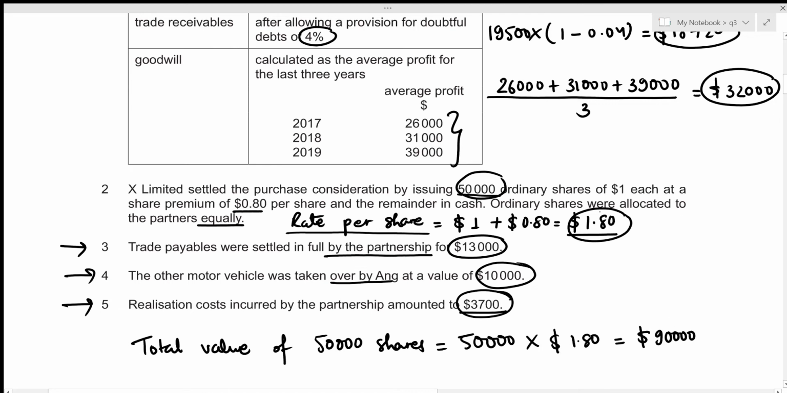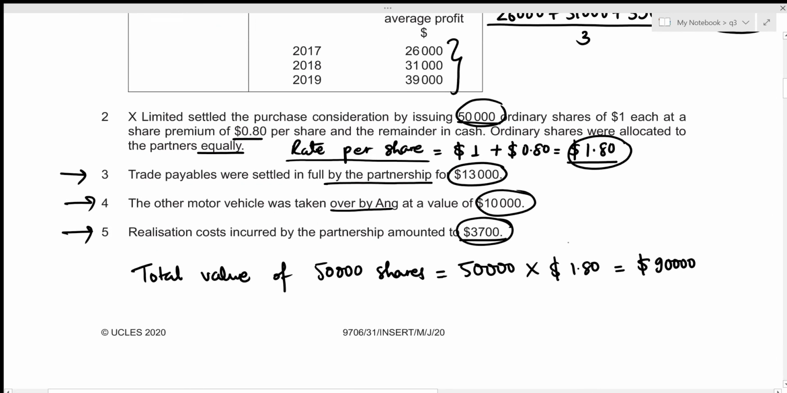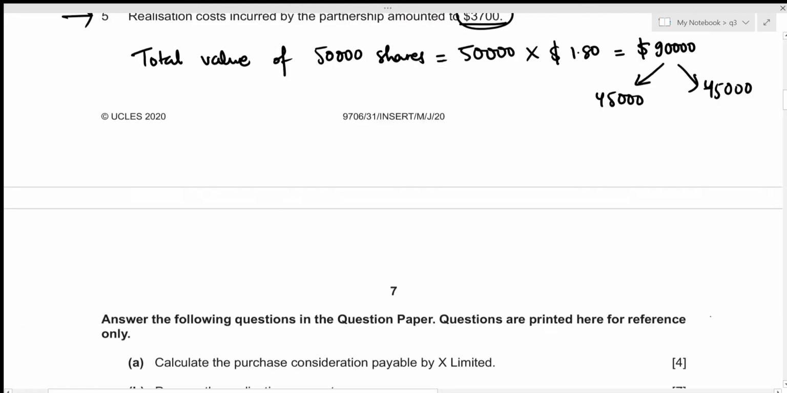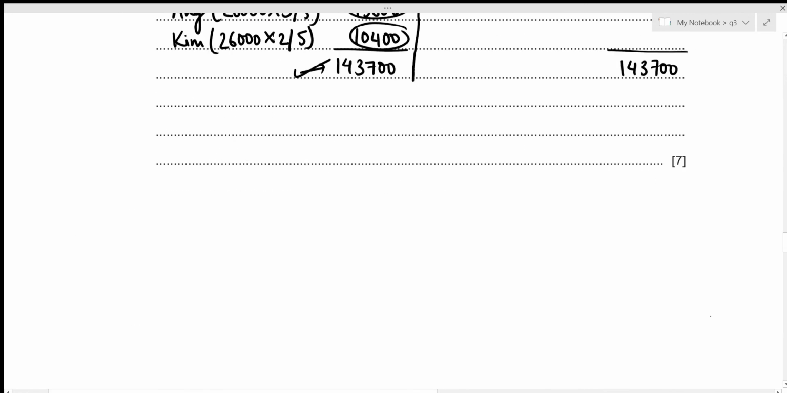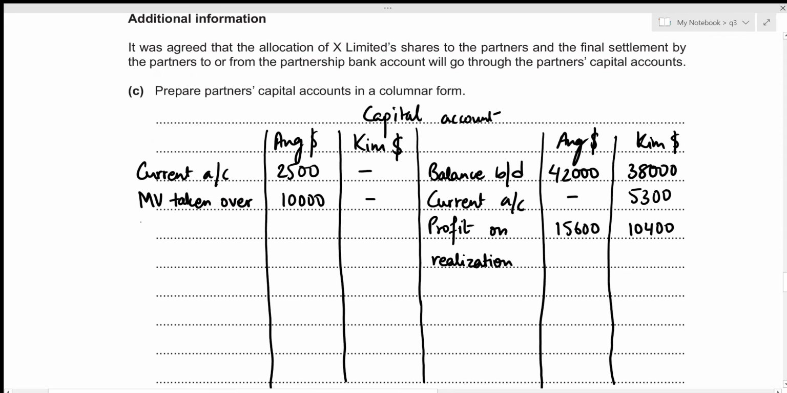Okay. Then we are also told that ordinary shares were allocated to the partners equally, meaning that half of 90,000 is allocated to Ang and half of 90,000 is allocated to Kim. So we know that half of 90,000 is 45,000. So 45,000 belongs to Ang and 45,000 belongs to Kim. So this is given as a settlement, right? So this actually acts as our balancing figure, which needs to be recorded on the credit side of the capital account for Ang as well as Kim. Let's do that. So this is of ordinary shares, which is being given by X Limited. And both the partners are getting the value of 45,000.